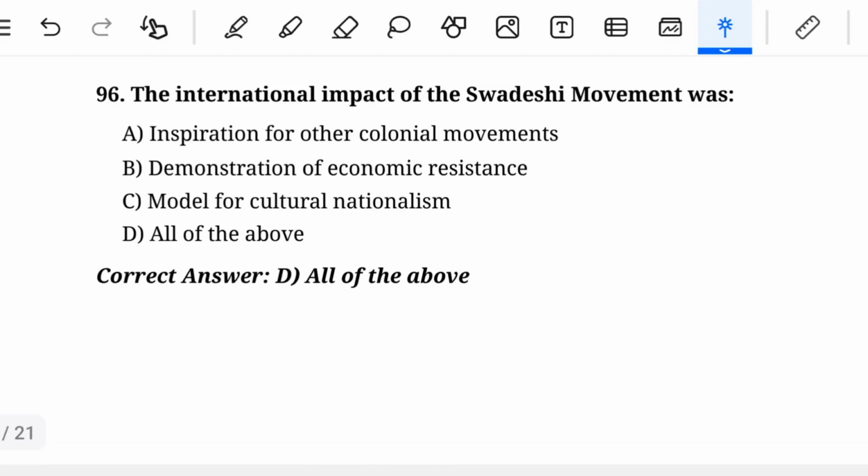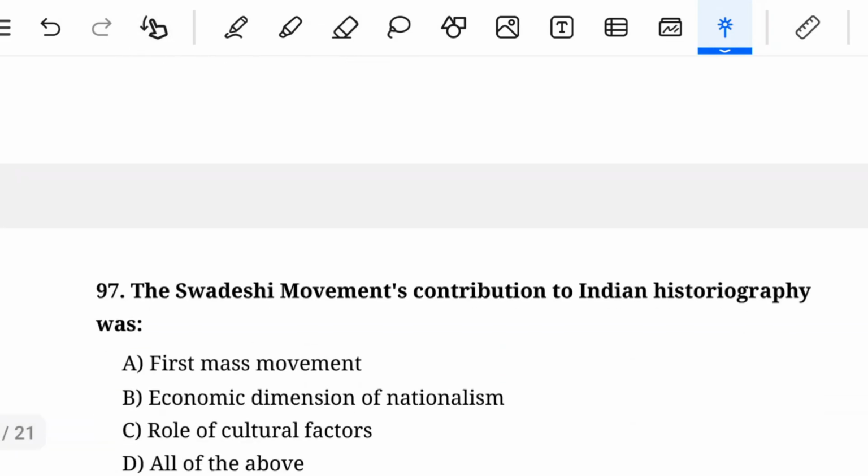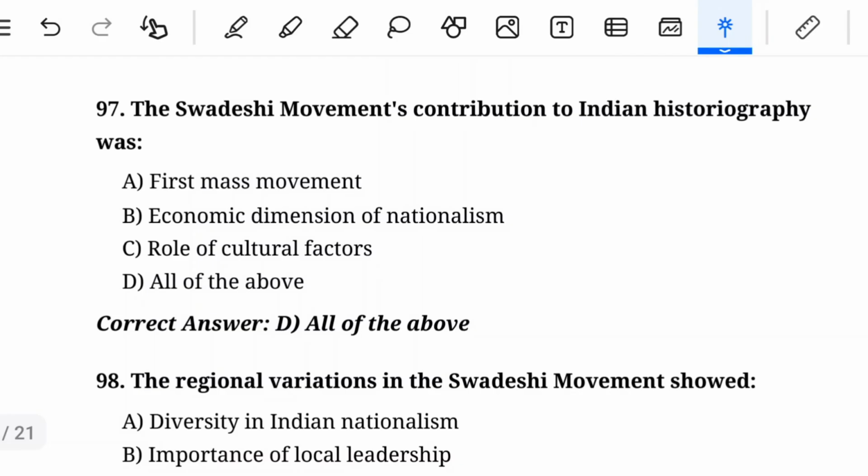96. The international impact of the Swadeshi movement was: A. Inspiration for other colonial movements. B. Demonstration of economic resistance. C. Model for cultural nationalism. D. All of the above. Correct answer: D. All of the above.